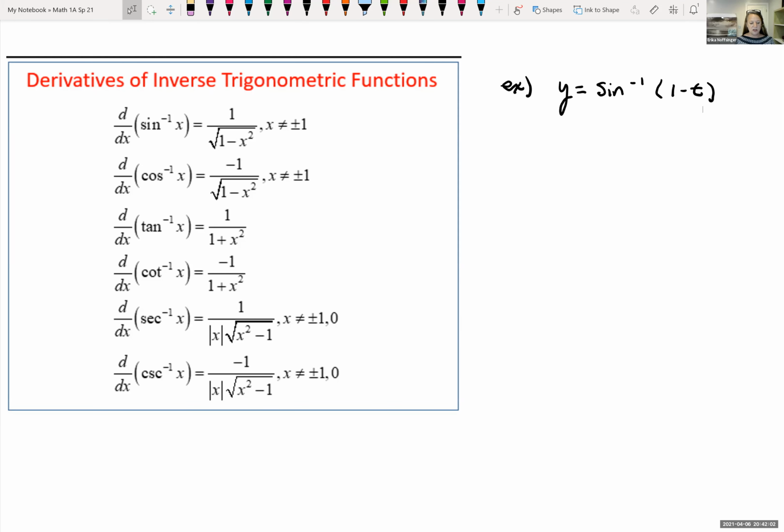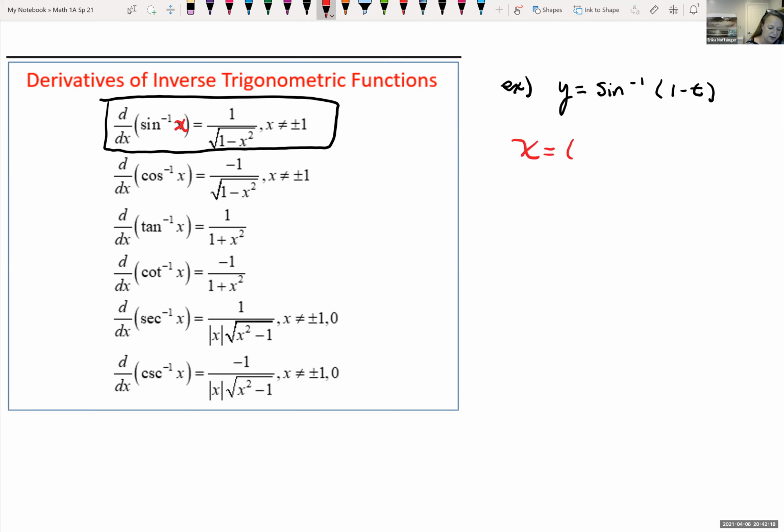Okay, so our example is y equals sine inverse of 1 minus t. So we did just derive this formula. And in our case, this value of x is 1 minus t. So if I look at the derivative of y, y prime is equal to 1 all over the square root of 1 minus x, but our x value in this case is 1 minus t, quantity squared.